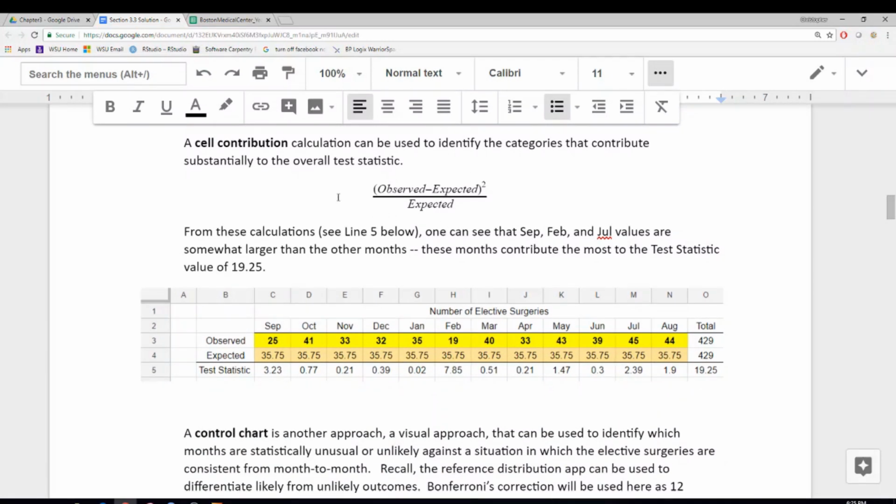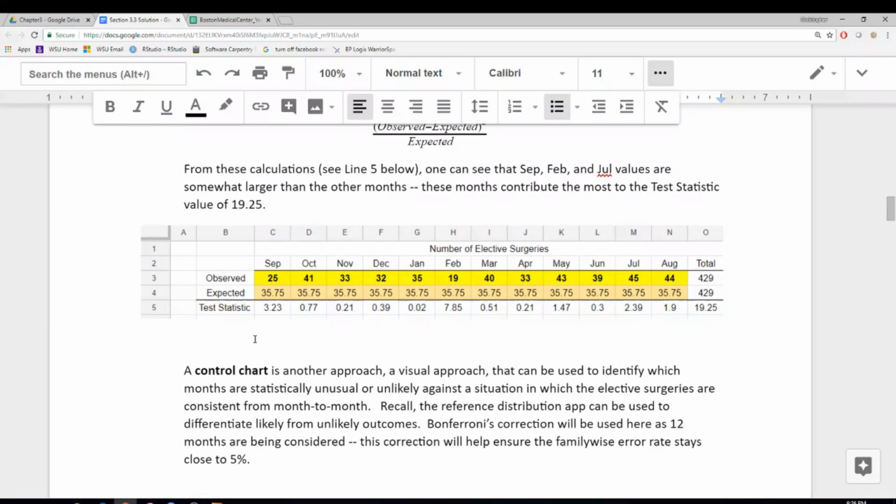A cell contribution calculation does, though. And what we mean by the cell contribution is just that quantity that we computed earlier in section 3.2: observed minus expected squared divided by expected. This is referred to as the cell contribution to the overall test statistic. Those calculations were done here.